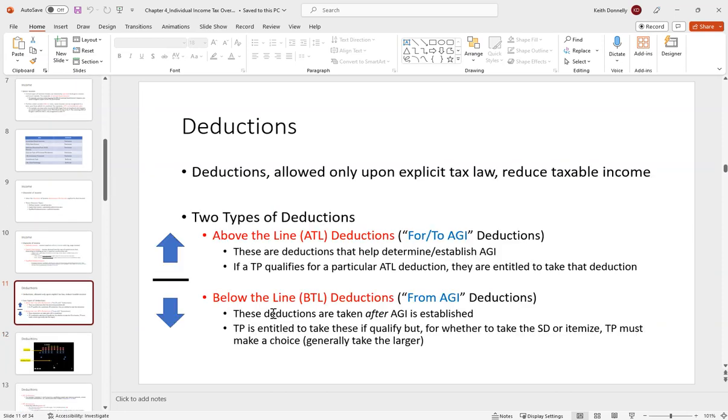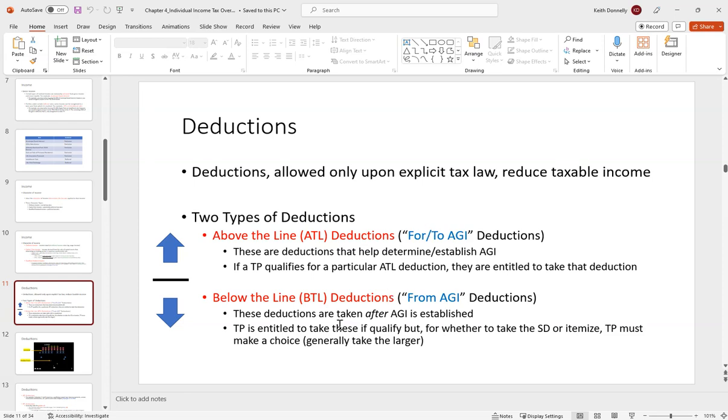All right, next thing here, we need to talk about our deductions. So we said we have two types of deductions, above the line and below the line. And when we say the line, that's really just a way of saying AGI, adjusted gross income. So with our above the line deductions, sometimes known as for AGI deductions, basically if you qualify for them, you get them. We'll have a whole chapter on deductions, so don't worry about the specifics here, the minutia of ABC deduction, things like that, just the framework here.